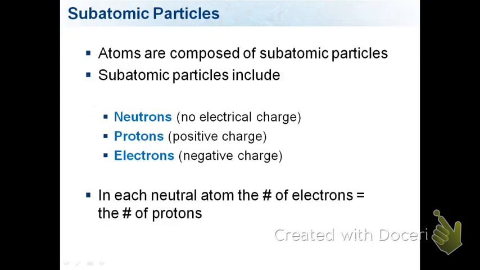But atoms are made up of particles, and the three particles that we're going to talk about are neutrons, protons, and electrons. I'm sure everybody already knows this: neutrons are neutral charge. They don't have a charge. Protons are positive, and electrons are negative. So, neutral, positive, negative. It makes sense that for a neutral atom, you're going to have the same number of positive charges as negative charges. So the number of protons and the number of electrons will be equal if the atom is neutral. Makes sense.